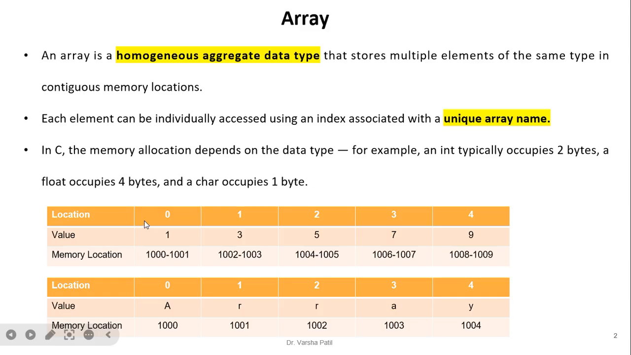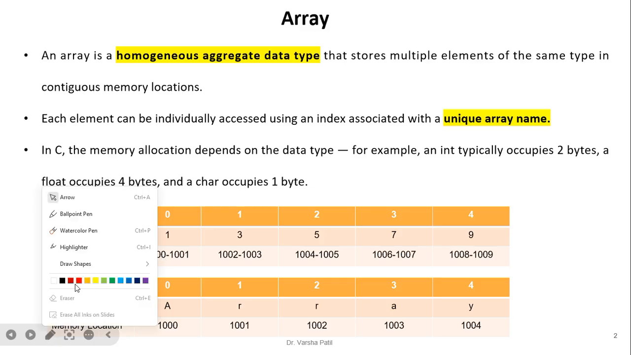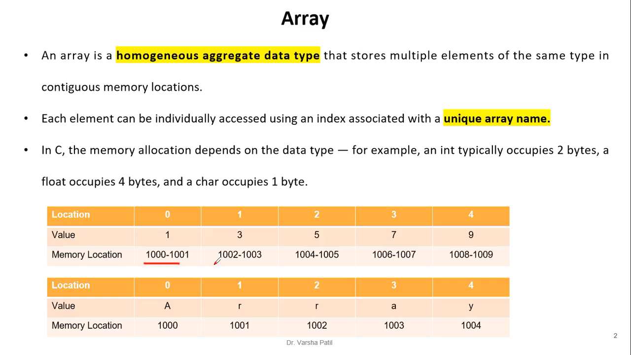Now if we declare an integer array in which 5 locations are there, then these locations start with 0, that is 0, 1, 2, 3, 4. For example, I have stored odd numbers into the array locations. So values are 1, 3, 5, 7, 9. Now their memory locations: if we start the memory address with 1000, then the first value requires 2 bytes, so 1000 and 1001. Then next is 1002, 1003, then 1004, 1005, 1006, 1007, 1008, 1009. That's why it is storing the elements in contiguous memory location. This will be required when I am explaining the pointer concept.